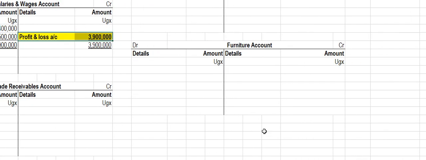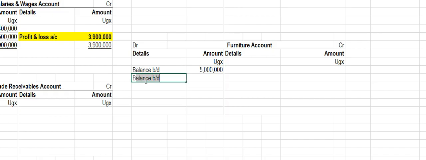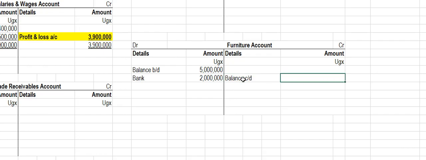The furniture account, there was a balance brought down for furniture. That balance brought down was 5 million. Look at the balances as at the start, but during the year they acquired an extra piece of furniture, and they paid 2 million through the bank, meaning that your furniture balance carried down will be 7 millions.